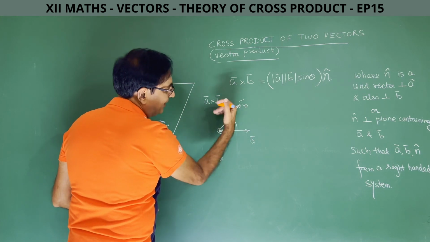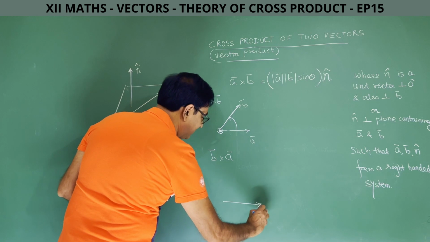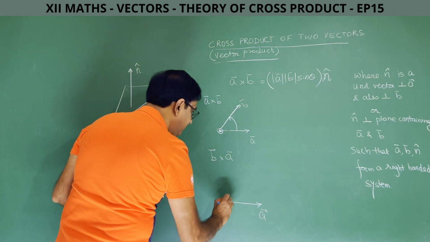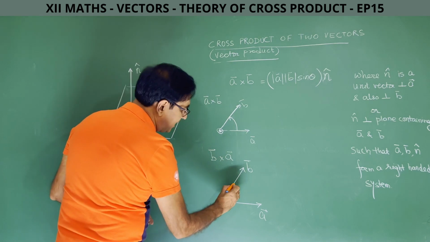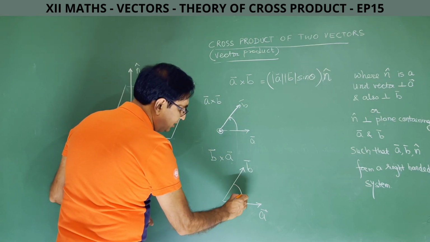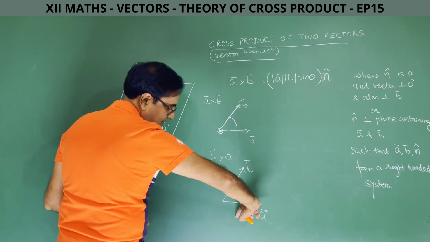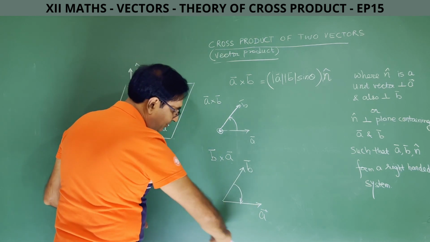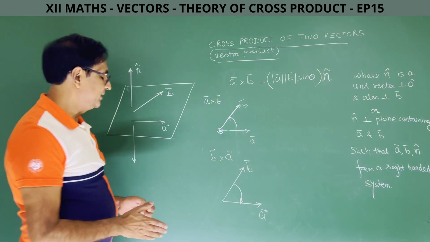This is called forming a right-handed system. Okay, let me draw the same diagram. A, B. Now since you are doing B cross A, you will start your arc from B, go like this and terminate it on A. Don't go like this, because this is not the angle between the vectors. Angle between the vectors is not more than 180 degrees or pi.